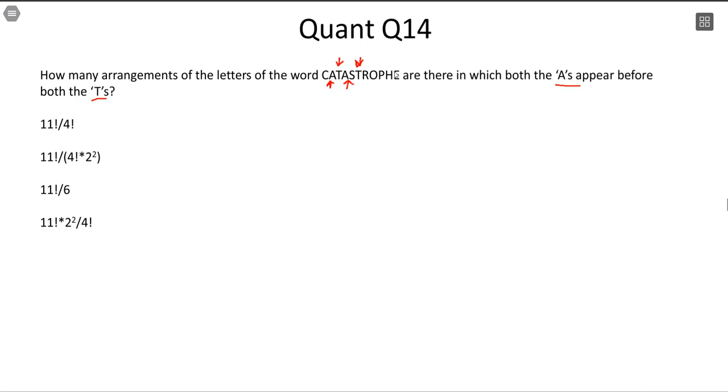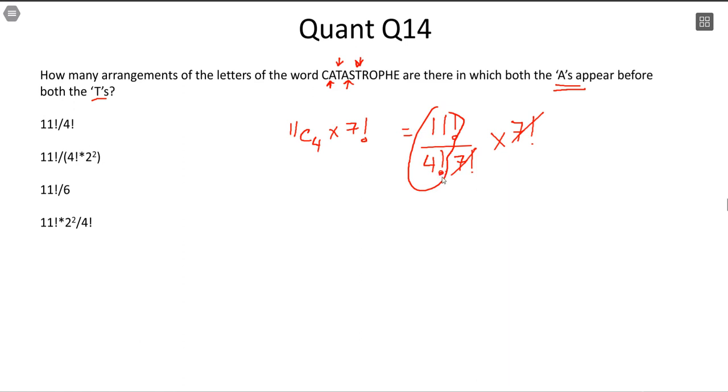You have 11 blanks in which all the letters have to be filled up. Select 4 blanks out of those 11. Now in these 4 blanks, in the first 2 blanks, put A. In the next 2 blanks, put T. So you have made sure your condition is being met. Both the A's appear before both the T's. Then you have 7 distinct letters left, 7 distinct spaces left. They can be rearranged in 7 factorial ways. So you have 11 factorial by 4 factorial, 7 factorial into 7 factorial. Get rid of it. You are left with 11 factorial divided by 4 factorial, or answer option A.